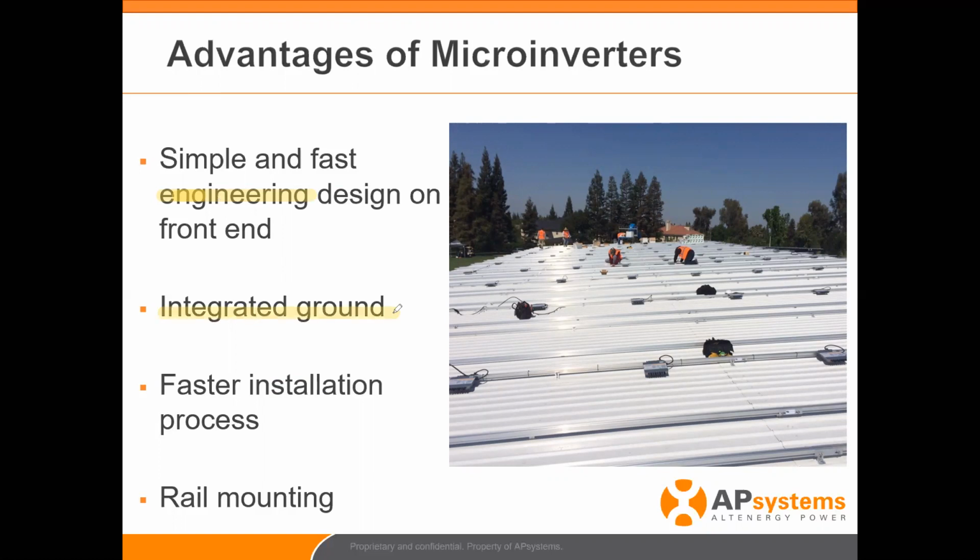Integrated grounding, kind of a huge deal. Faster installation. Look at that. Right here, we're installing 1 inverter for every 4 modules. So as far as the conversion, you can see it's very simple, quick, all rail mounts on the roof, done.